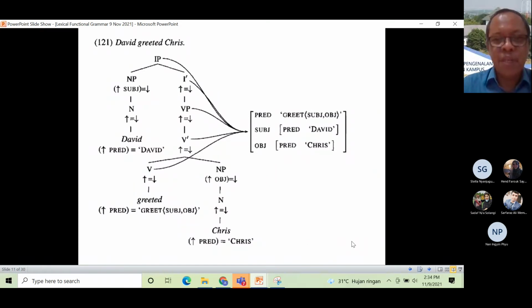I mean the V bar. The object of the V bar is myself. So Chris. All right, so this is the relation and also the detailed notation of phrase structure, constituent structure and functional structure.